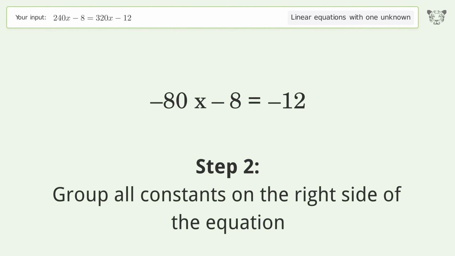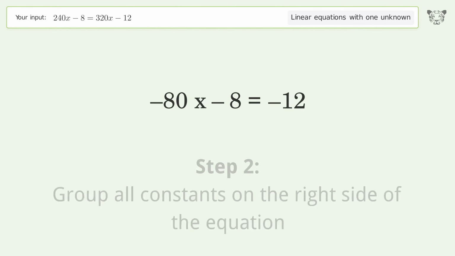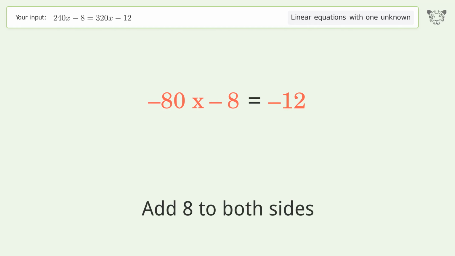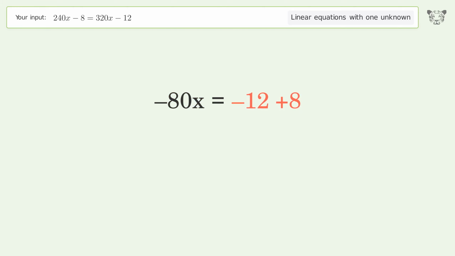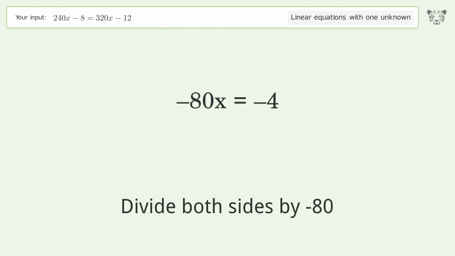Group all constants on the right side of the equation. Add 8 to both sides. Simplify the arithmetic. Isolate the x. Divide both sides by -80.